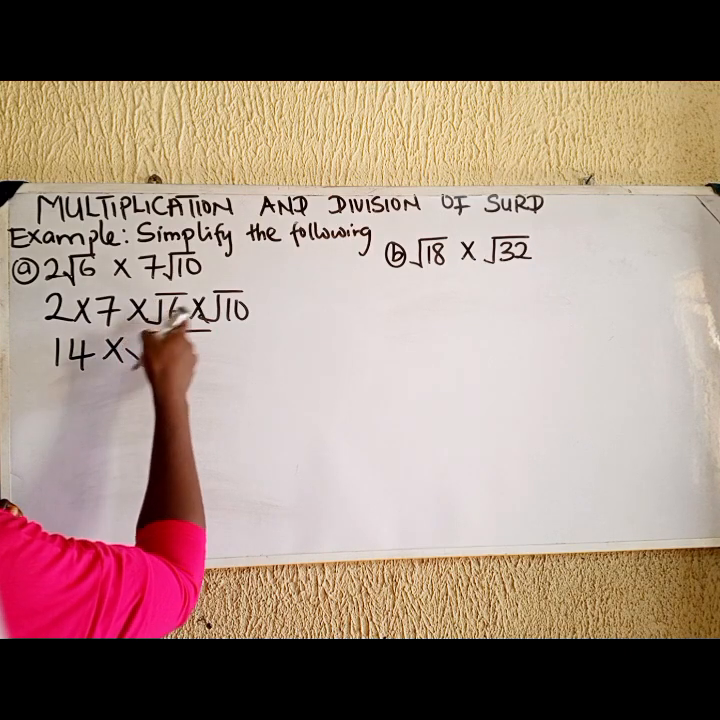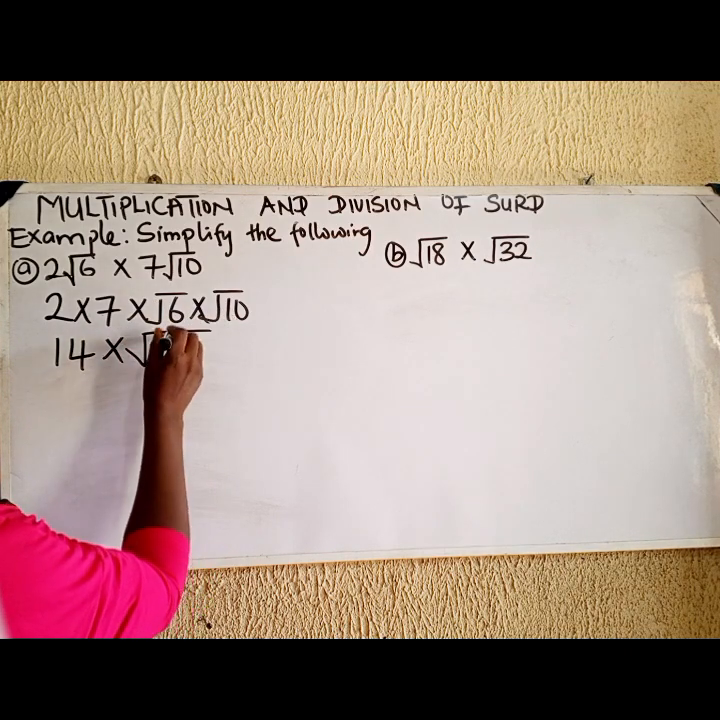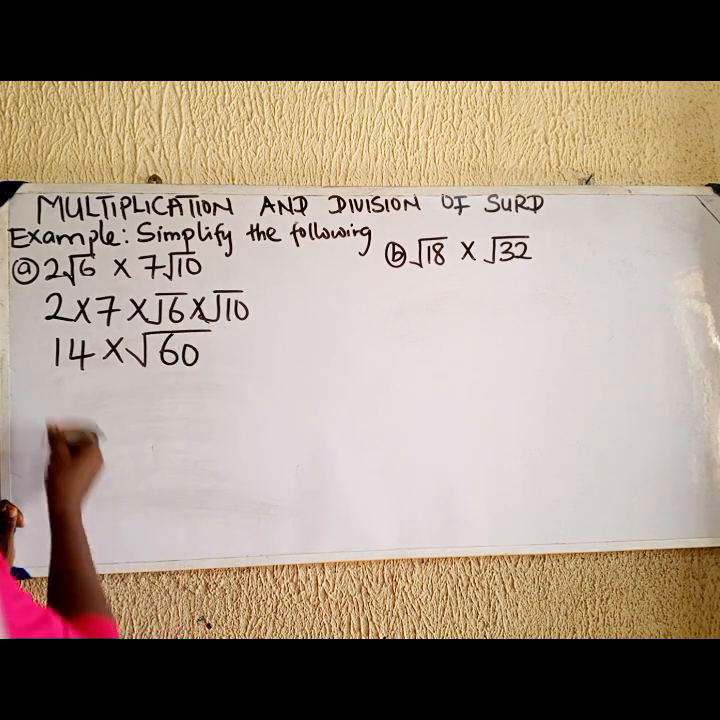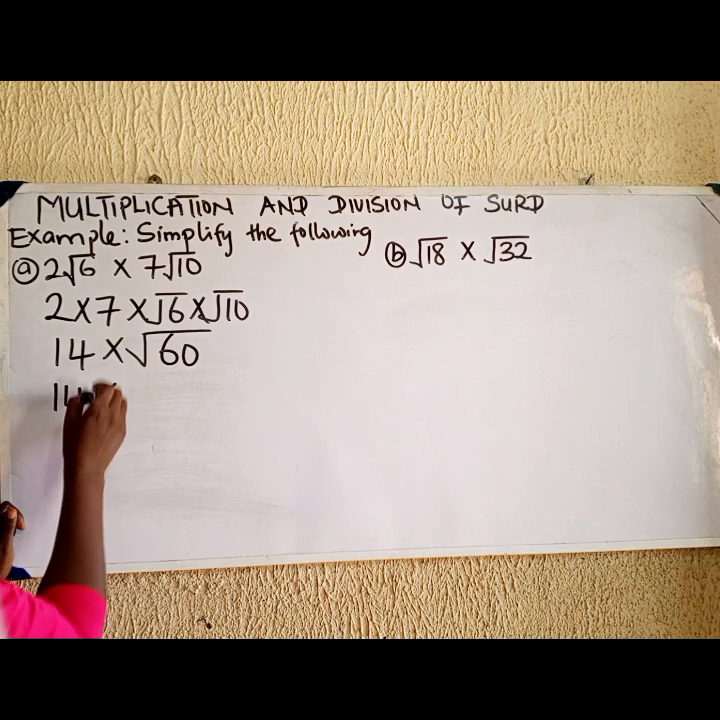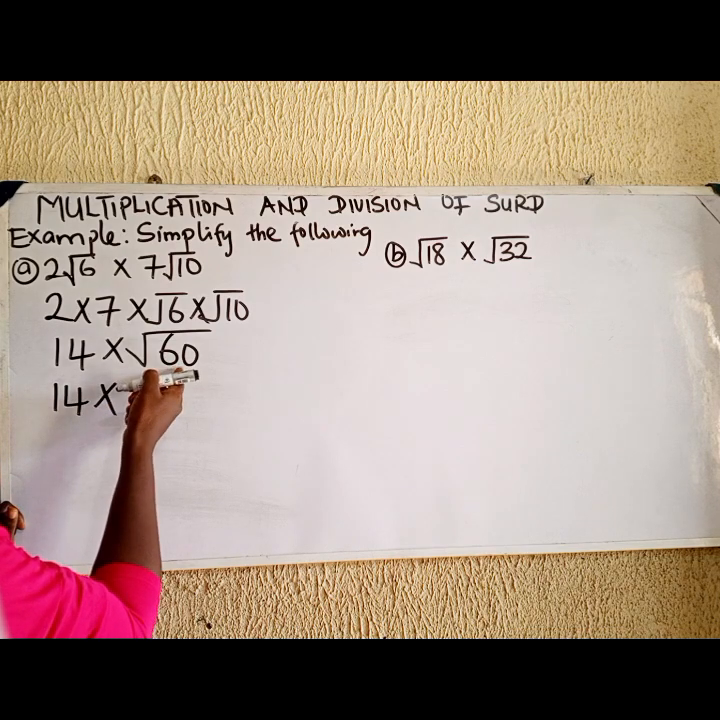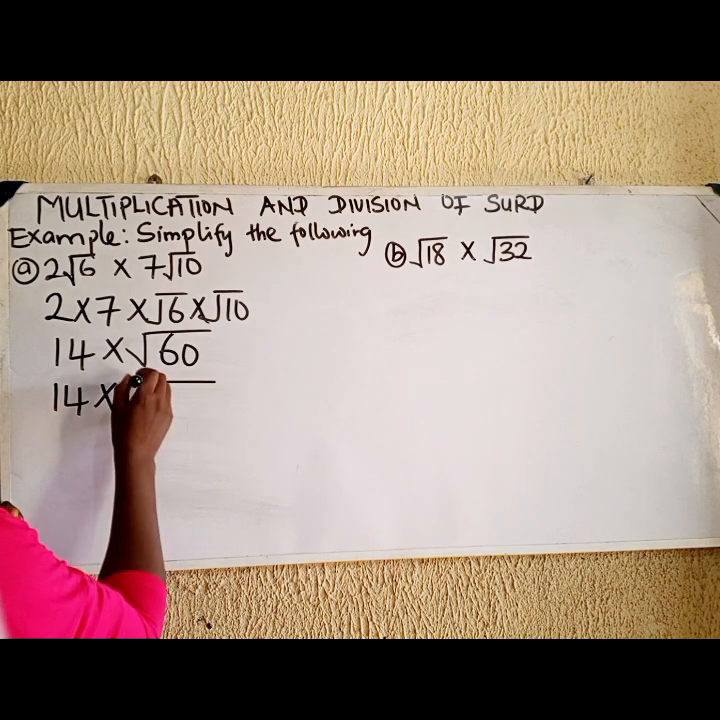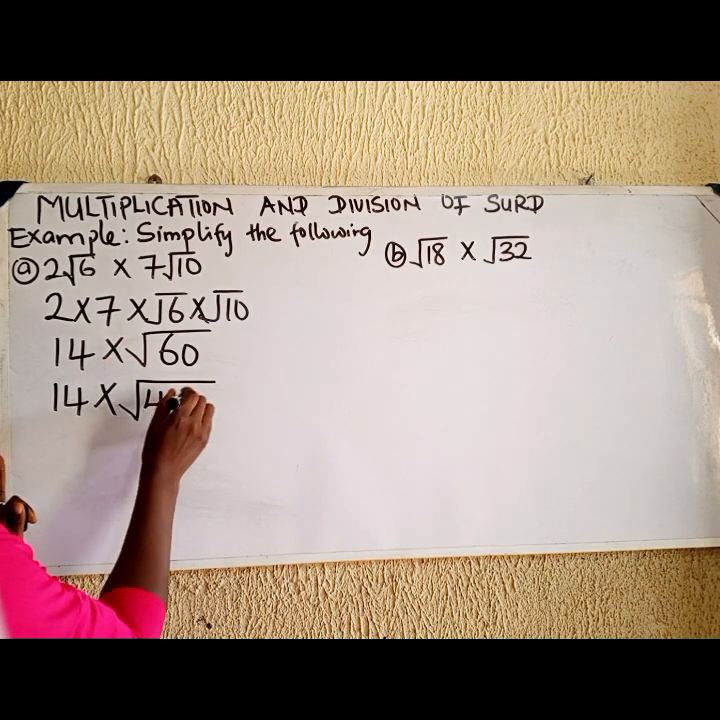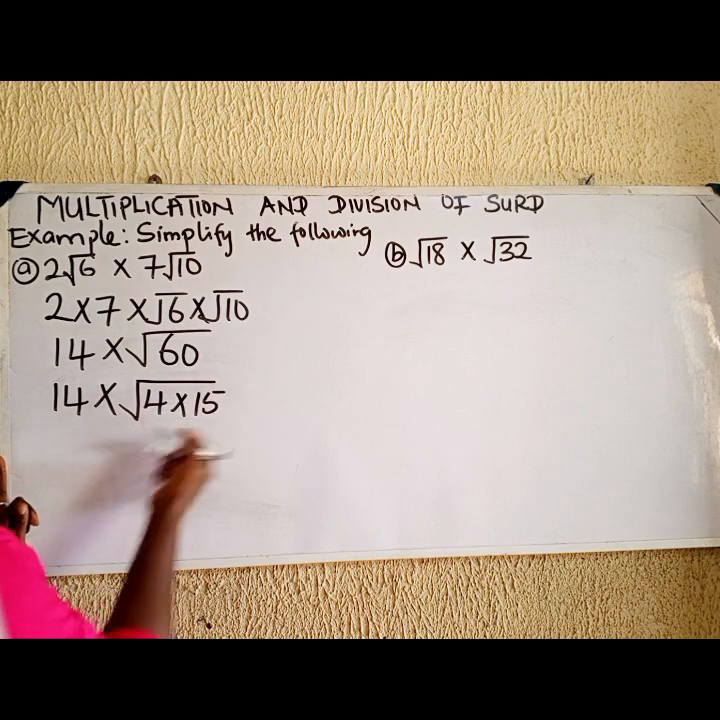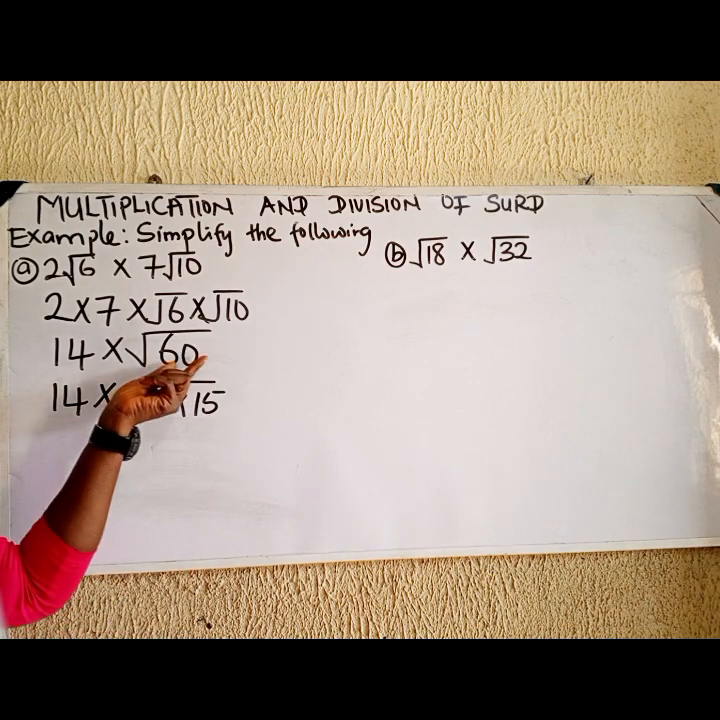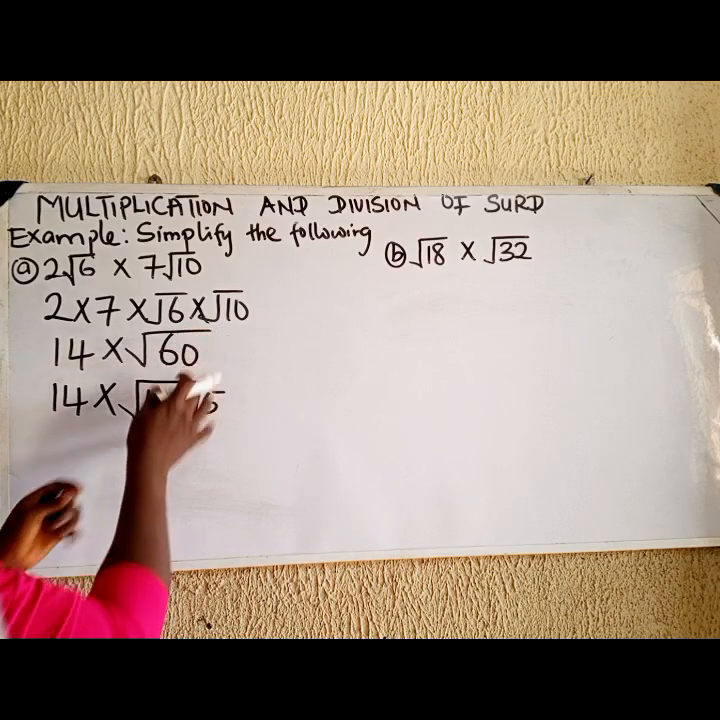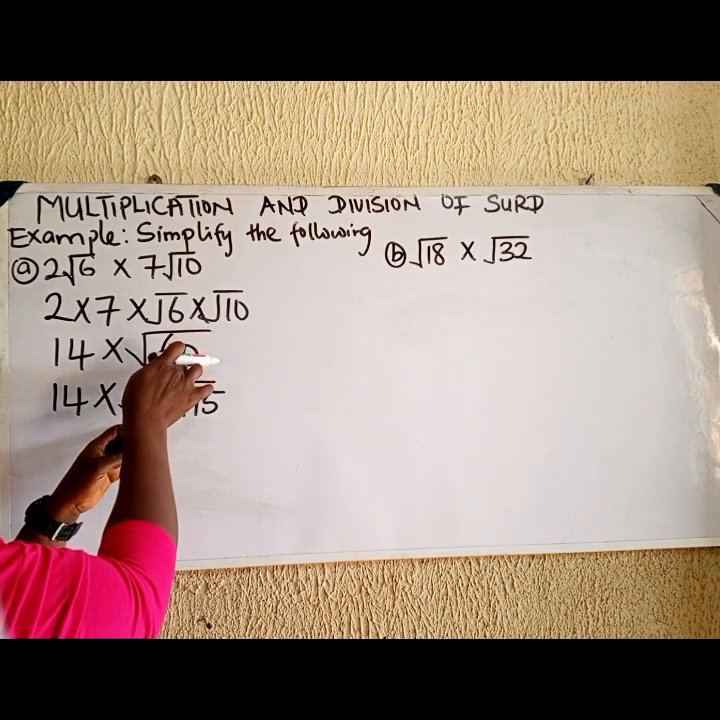So root 6 times root 10 will give me root 60, because 6 times 10 is what? 60. Now I have 14 times, and I have to simplify 60 further. So the two factors that can give me 60 are 4 and 15. 4 times 15 will give me what? 60. Then in simplifying this surd, I have to look for factors of 60.